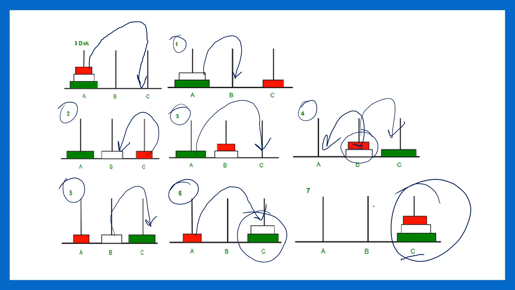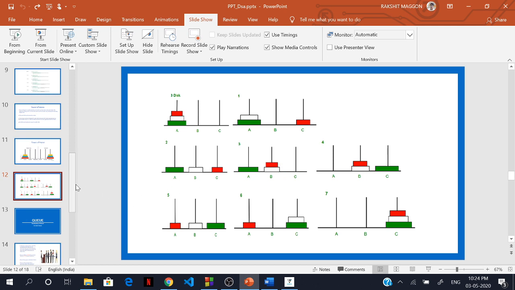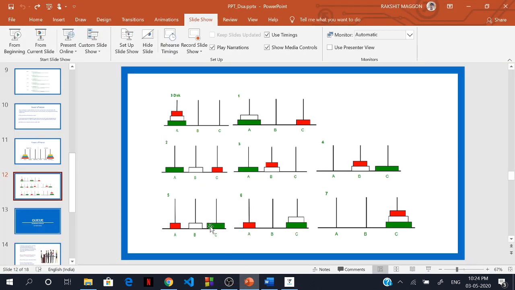Now the point is that we had 3 disks and the total transitions taken is 2 raised to the power n minus 1. I have not included this in the PPT, where n is the number of disks. Got it? So this was the Tower of Hanoi problem. Now let's see the code of it. One more thing I want to just tell you.